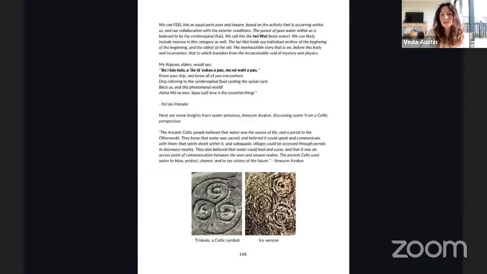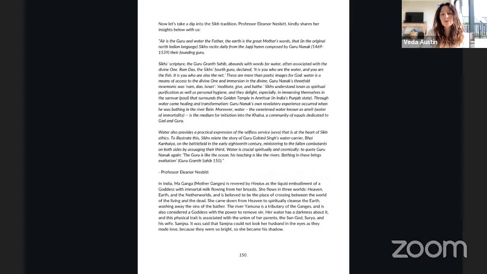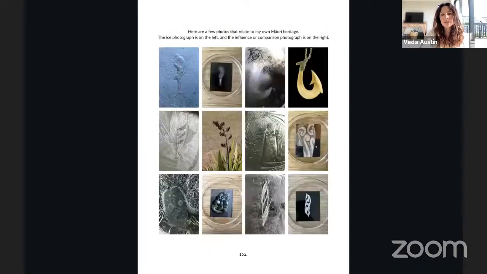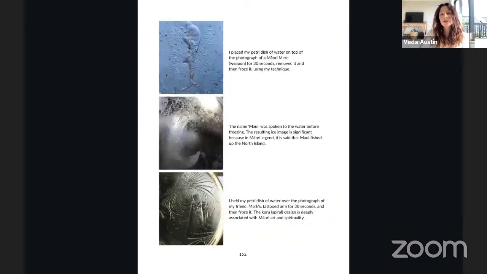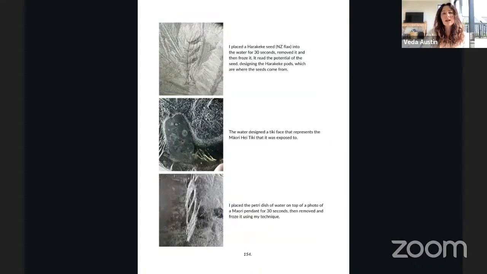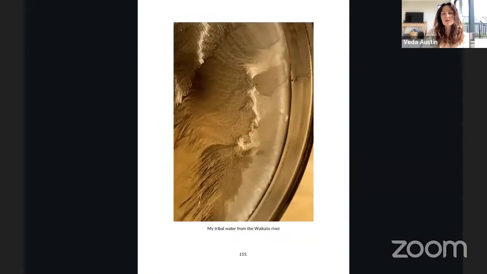That's just too long to get into. This is about different cultural perspectives on water. This is from my own culture, different imagery that we see relative to the thought. This is just water taken from my tribal water, the Waikato River, and it very much looks like the face and the little beard and the way that they pull their hair back up in the olden days, the old Maoris.